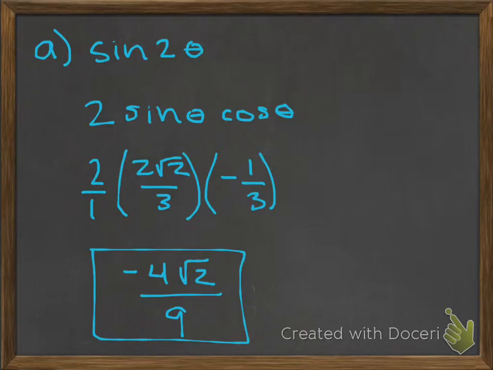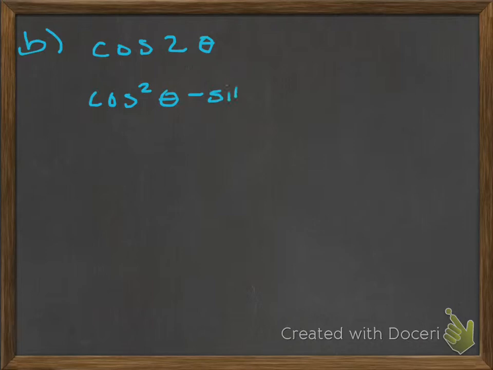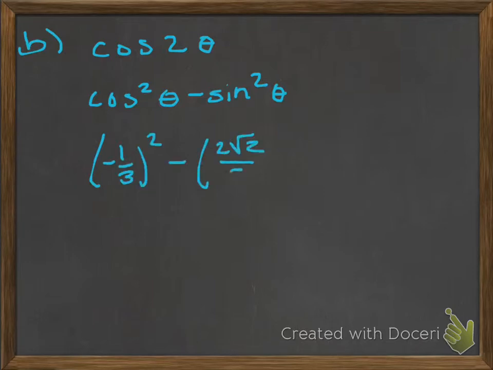So next we're going to find cosine of 2 theta. And remember, we talked about that there's 3 different versions of the same formula. So I'm just going to stick with that first one we gave you, which was that cosine squared of theta minus sine squared theta. So again, we use our values. So cosine is -1/3 squared minus 2 root 2 over 3 squared.